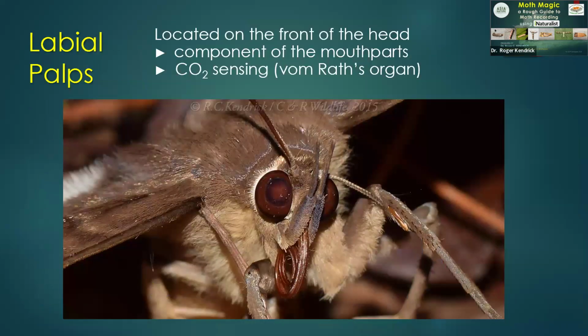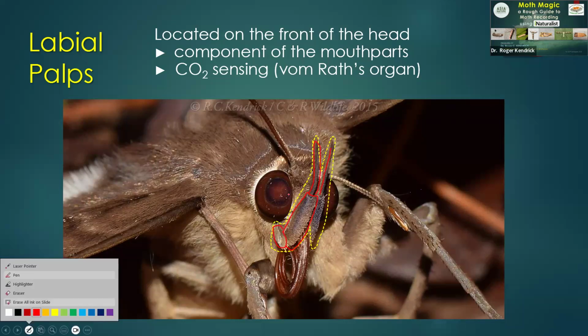Now, I've mentioned labial palps before. What are they? They are a method of sensing carbon dioxide that's part of the mouth parts. Here, nice and easy to see. Normally 3 segments. I can do one bit there, one segment here, one segment in the middle, and then one segment at the end. And in the end segment, you can probably just about make out a little depression.